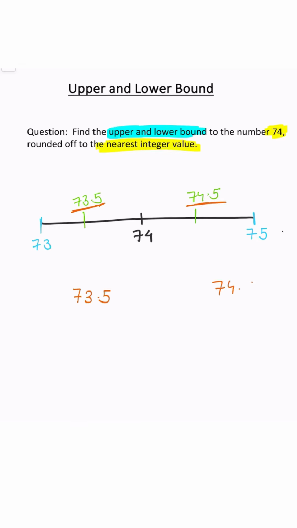Now you need to remember, when writing down the upper and lower bound, you put a less than or equal to sign for 73.5, but just a less than sign for 74.5, because 74.5, this exact number, does not get rounded off to 74. But if it is something like 74.49, that will get rounded off to 74.